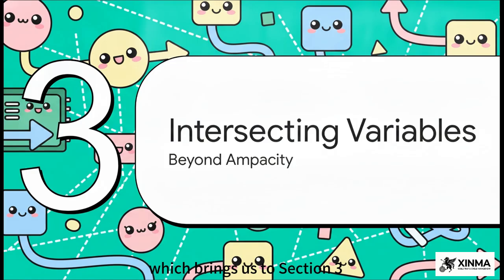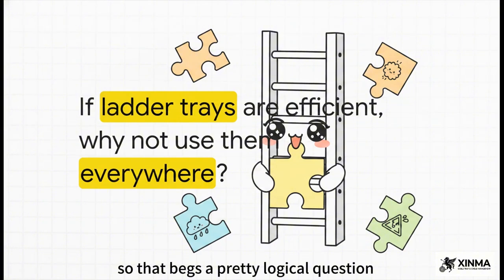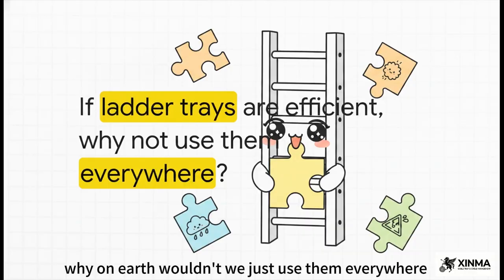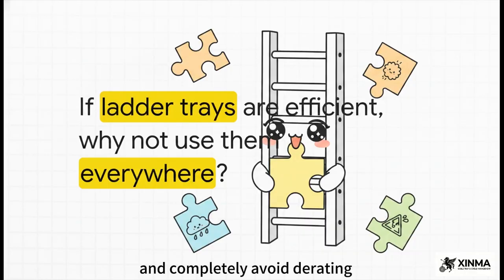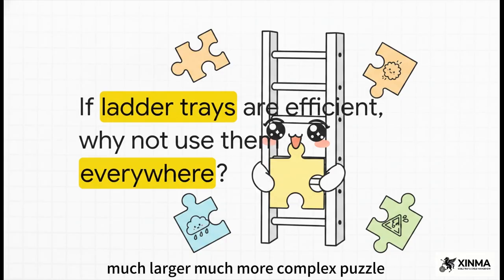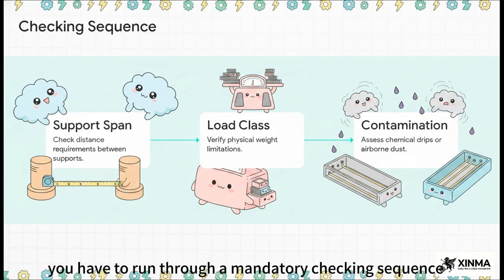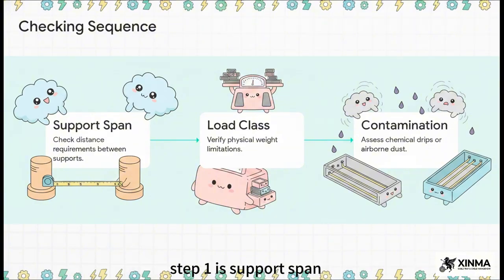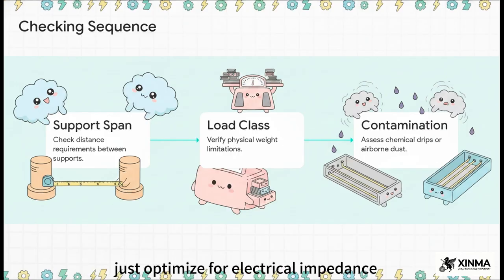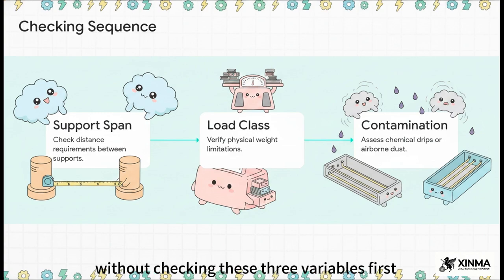Which brings us to section 3, the intersecting variables. So that begs a pretty logical question. If ladder trays are just so incredibly efficient electrically, why on earth wouldn't we just use them everywhere and completely avoid derating? Seems like a no-brainer, right? Well, the reality of field engineering is that electrical efficiency is just one piece of a much larger, much more complex puzzle. To figure this out, you have to run through a mandatory checking sequence. Step 1 is support span. Step 2 is load class. And Step 3 is contamination. You absolutely cannot just optimize for electrical ampacity without checking these 3 variables first.